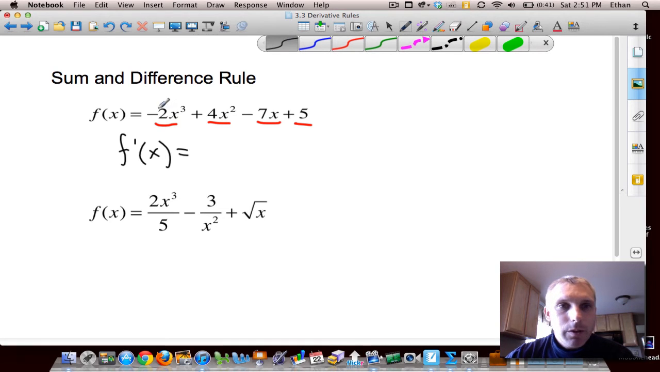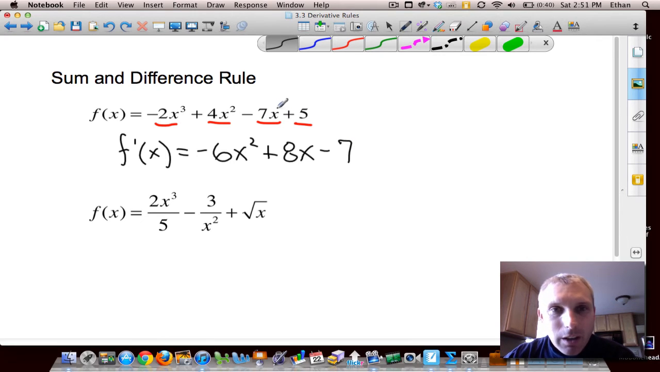Okay? So if I do the first one and I think power rule, I get negative 6x squared plus, here comes the second one, 8x. Here comes the third one, minus 7. The x is gone because the power 1 gets reduced to 0, which makes x to the 0, which is just 1, which leaves us with just a 7. And then we learned with our constant rule that that is going to become a 0, so we are done. That gives us the derivative of f of x.